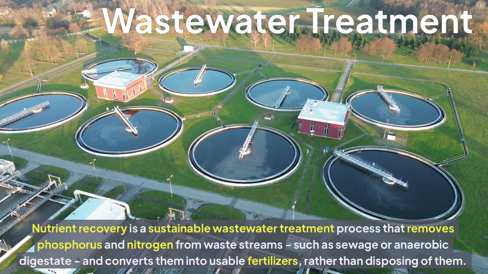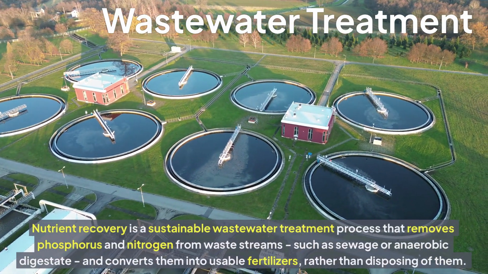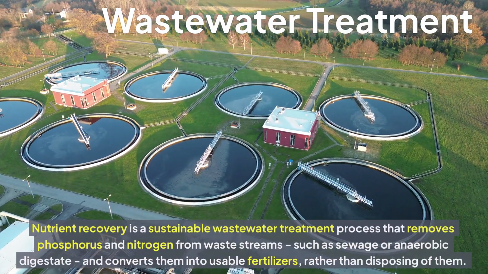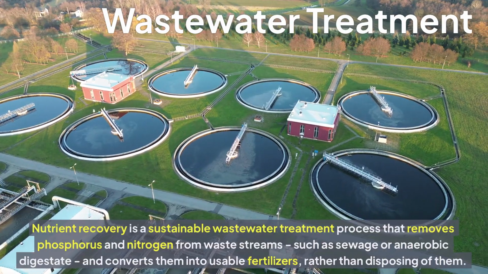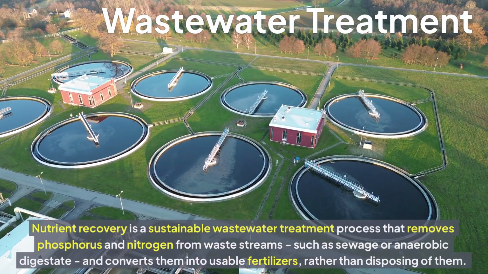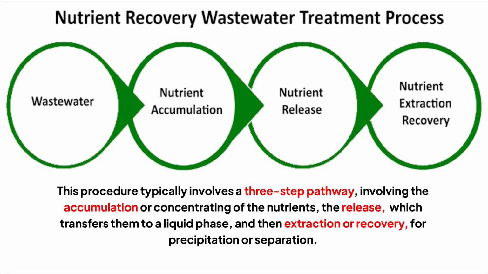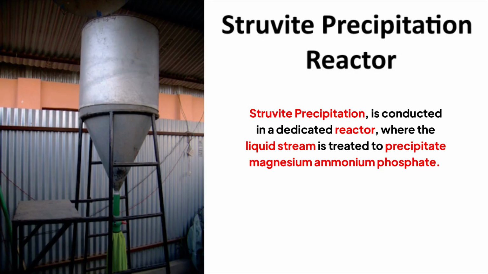Nutrient recovery is a sustainable wastewater treatment process that removes phosphorus and nitrogen from waste streams, such as sewage or anaerobic digestate, and converts them into usable fertilizers, rather than disposing of them. This procedure typically involves a three-step pathway, involving the accumulation or concentrating of the nutrients, the release, which transfers them to a liquid phase, and then extraction or recovery, for precipitation or separation. Struvite precipitation is conducted in a dedicated reactor, where the liquid stream is treated to precipitate magnesium ammonium phosphate.